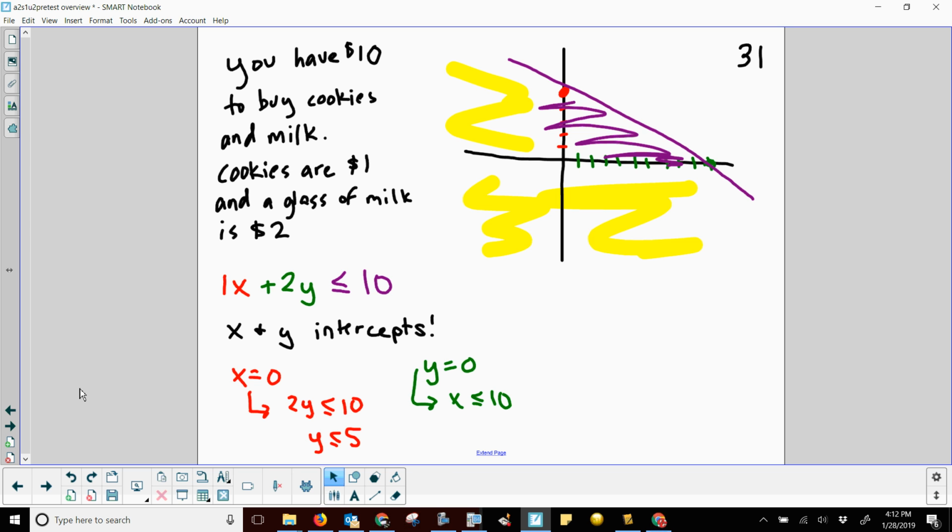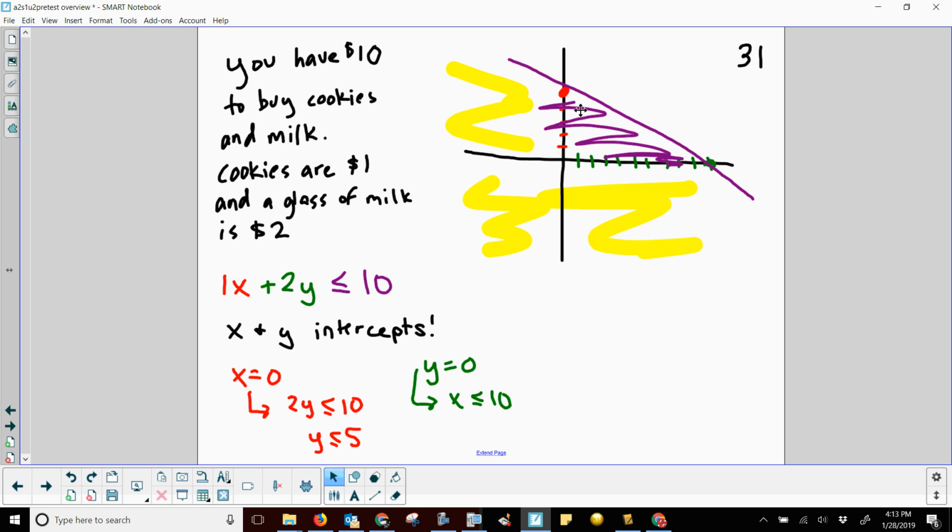Here's another one. You have $10 to buy milk and cookies. Cookies are $1, a glass of milk is $2. They want a graph of all the possibilities that you could buy, like 1 cookie and 2 glasses of milk or whatever it is. And all you have to do is, well, $1 for every cookie, we'll call cookies X, and $2 for every milk, we'll call milk Y. You do your X and Y intercepts. Plug in X is 0, and you get Y is less than 5. So I have this Y intercept here. When Y is 0, X is less than 10, so I have this X intercept here.